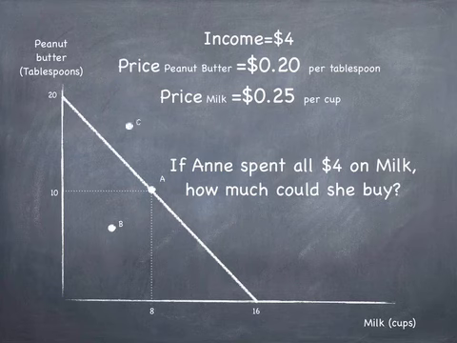Let's look at bundle C. Bundle C isn't affordable. That's because it's outside of the line. So any bundle or combination of peanut butter and milk outside the line, above the line, is not affordable. Anything on the line, she's spending all of her income. Anything within the line is affordable, but not spending all of her income.